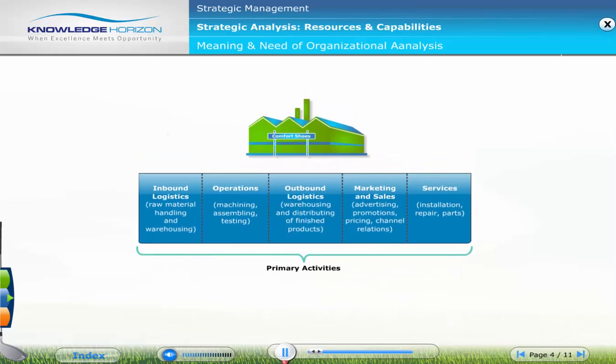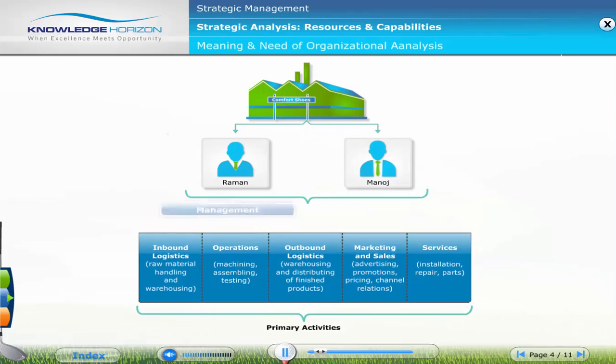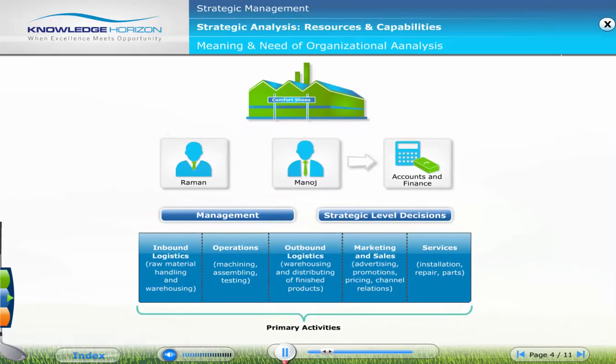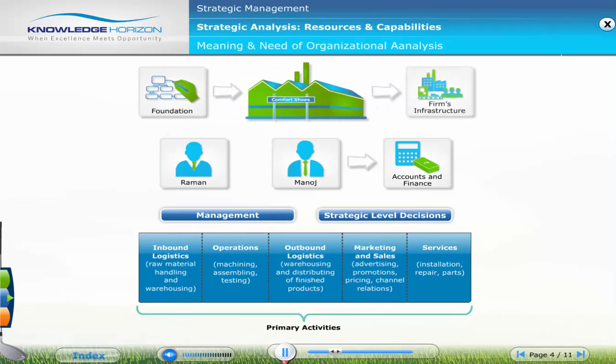Umford Shoes is a family-run business owned by Raymond and Mano. They take all the management and strategic level decisions. Mano takes care of accounts and finance. All these activities create a strong foundation for Umford Shoes. Hence these are considered as the firm infrastructure-related activities.